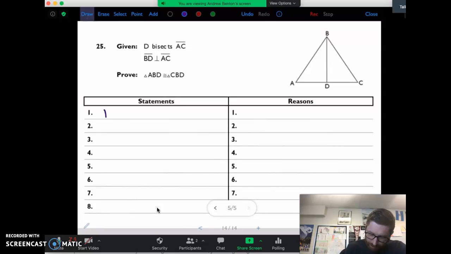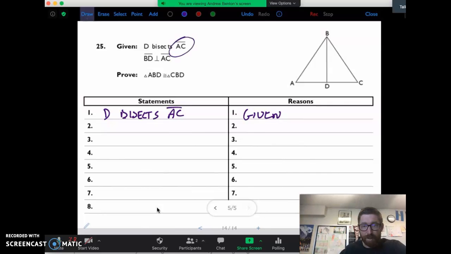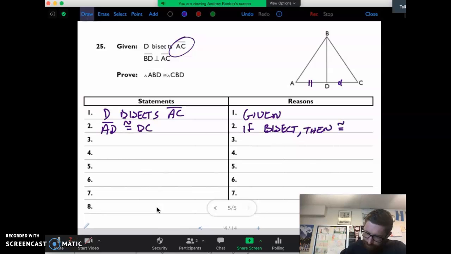So D bisects AC, given. I'll try to write a little slower. So D bisects AC. Notice I'm bisecting a segment, so I need two congruent segments. So I'm going to say AD now is congruent to DC, because if bisect, then congruent. Okay, so I use that. Perfect. Let's go DB.